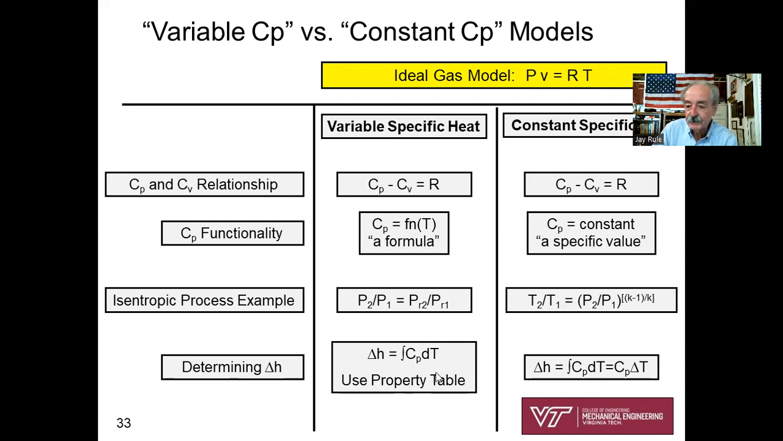And that's why we have to use the property table for delta H for variable specific heat. But for constant specific heat, when we're looking to find delta H, Cp pulls out of the integral, so we've got Cp times delta T. I hope that in a nutshell gives you a reminder of these two similar but different ideal gas models, variable specific heat and constant specific heat.